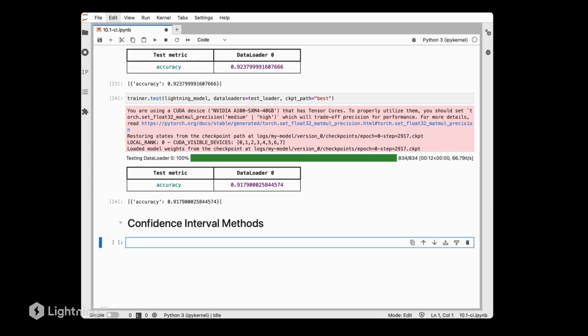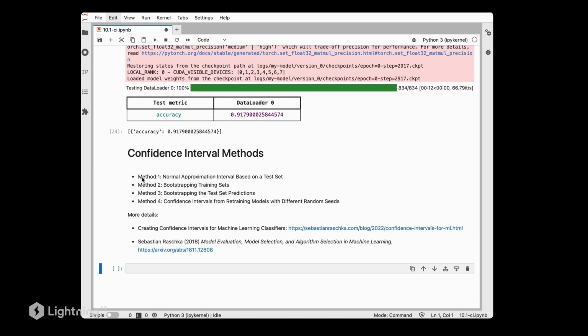And I should say there are many different types of confidence interval methods. So there is method 1, the normal approximation interval based on the test set. There is also method 2, bootstrapping the training sets, where it doesn't require a test set. Method 3 is bootstrapping the test set predictions, and method 4 is constructing confidence intervals from retraining models using different random seeds. So each time we change the random seed, the model will be slightly different. So these are all different valid methods for constructing confidence intervals. Some of them at least, they measure I would say different aspects.